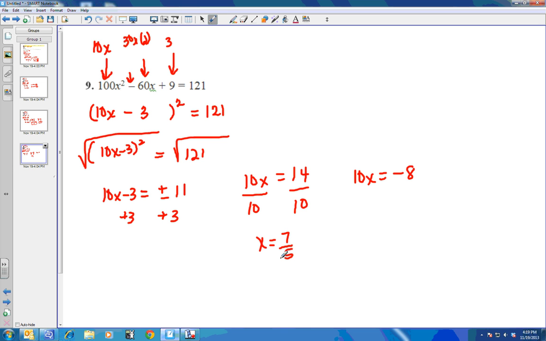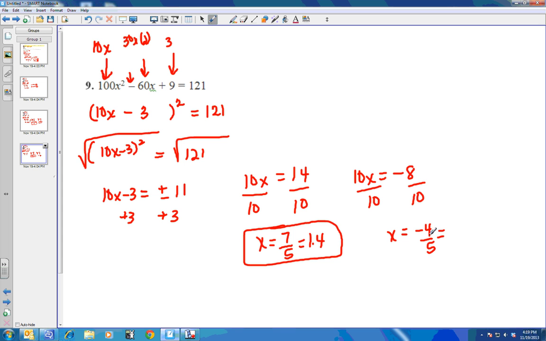Or if I divided that out, did it tell us to divide it? Fourteen over 10, so that would be what, 1.4? So that's one answer. Okay, and then divide by 10, divide by 10. X is equal to, when I simplify that, negative 4/5. Or if I put that in my calculator, that's negative 0.8.